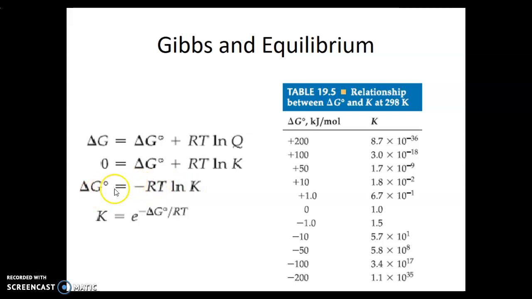And so you can calculate K based on your delta G by rearranging this equation and solving for K. K is equal to e raised to the negative delta G over RT, e meaning the e key on your calculator.